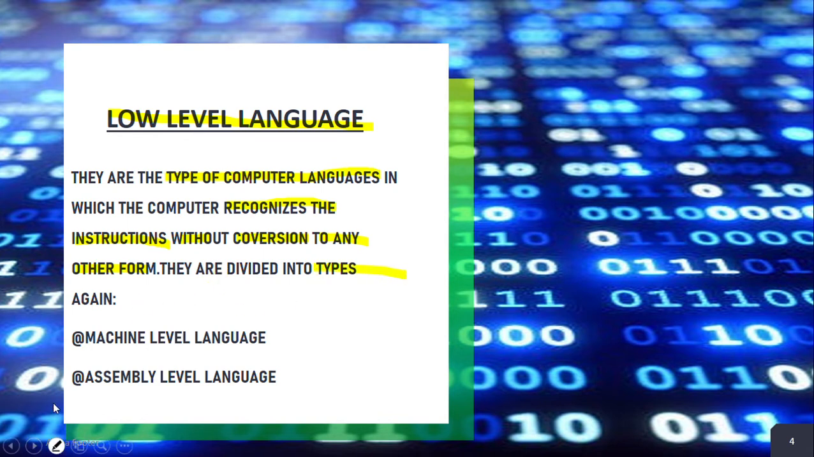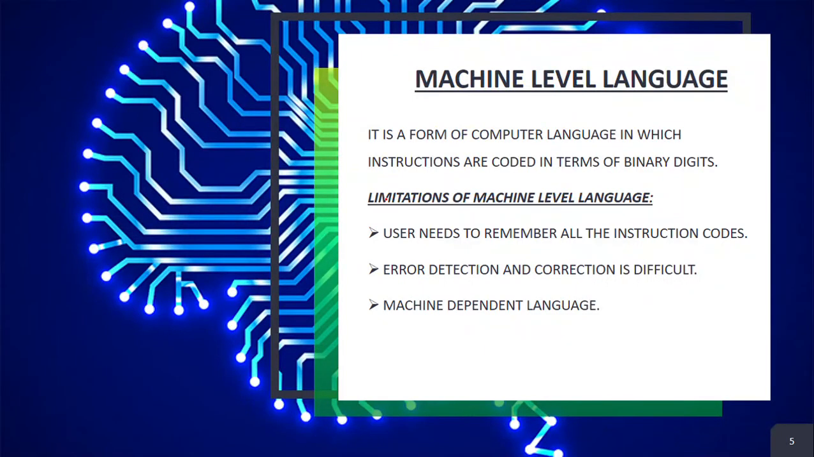Two types: machine level language and assembly level language. Now let's know about them. Machine level language is a form of computer language in which instructions are coded in terms of binary digits. If a question comes, define machine level language, you have to write this form of computer language, or simply, the type of computer language in which the instructions are coded in terms of binary digits. This is the main point.